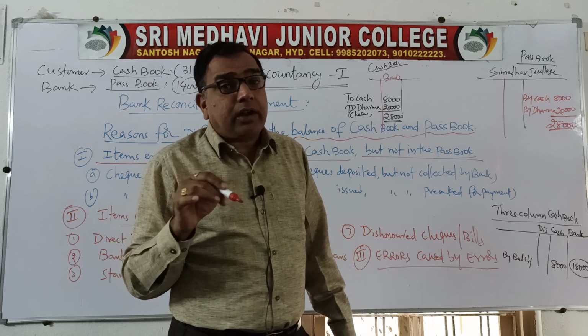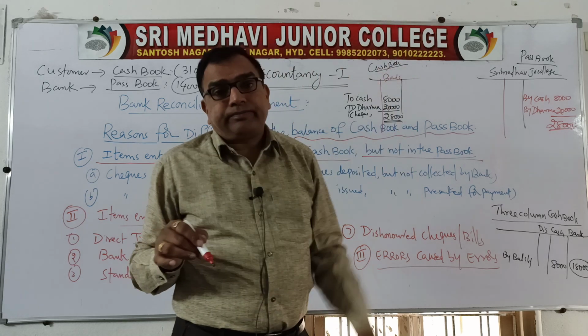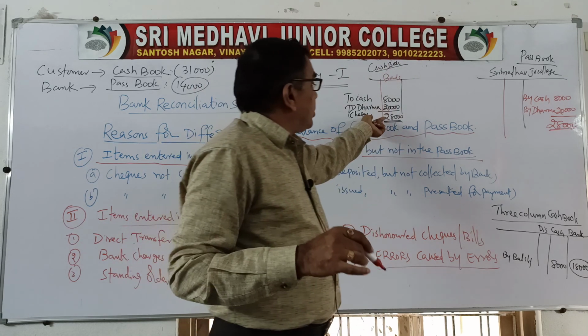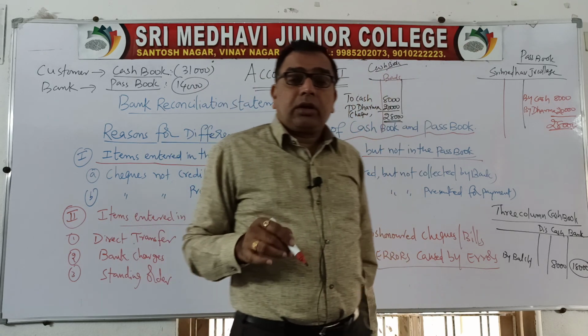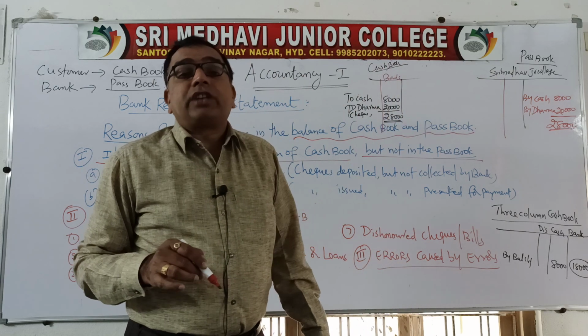When is BRS required? When the cash book is showing something and the passbook is showing something else. The cash book is showing 28,000, the passbook is showing 38,000, or the cash book is showing 28,000 and the passbook is showing only 8,000. So this happens.